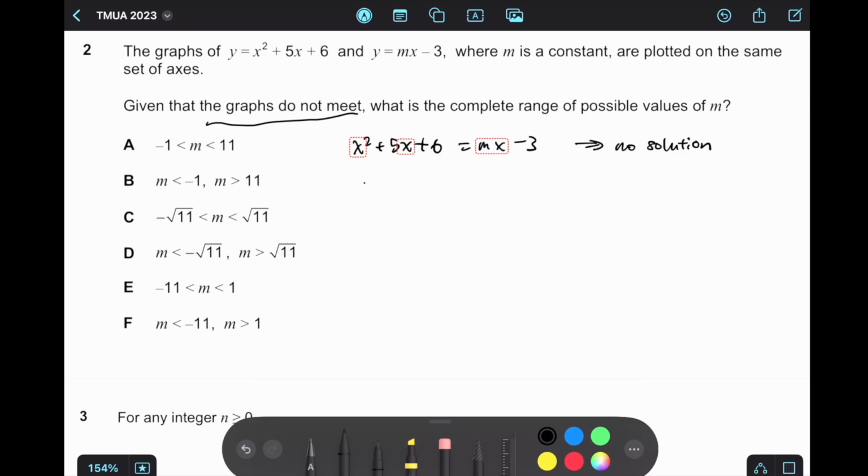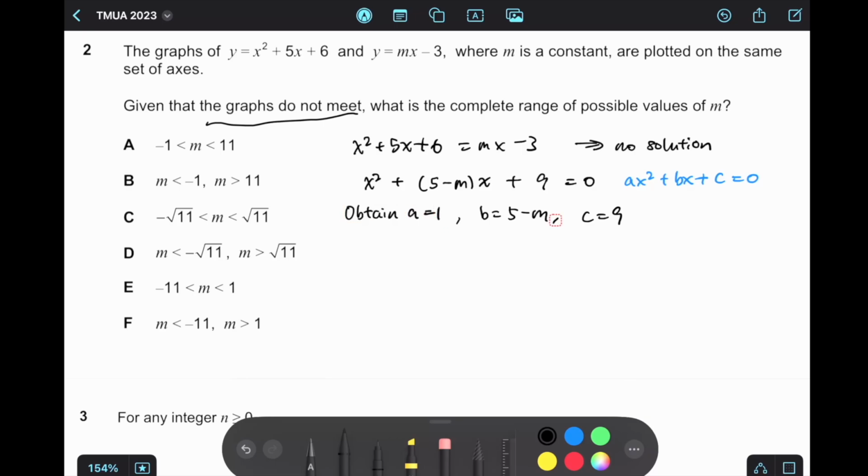Firstly, we can rearrange it a bit so that it becomes x squared plus (5 minus m)x plus 9 equals 0. And if we compare like terms with the form ax squared plus bx plus c equals 0, we can obtain a equals 1, b equals 5 minus m, c equals 9.